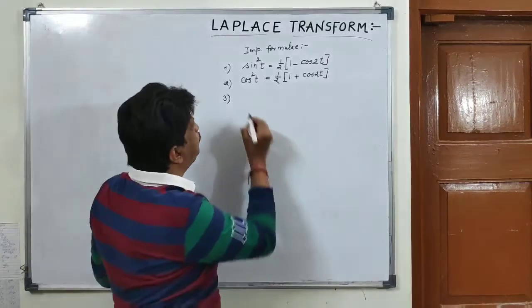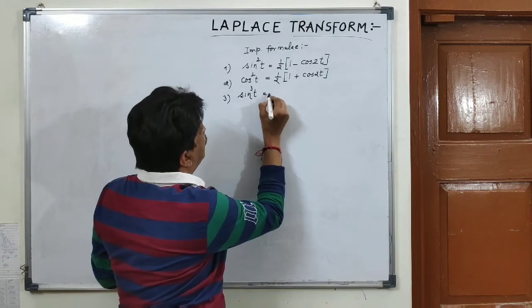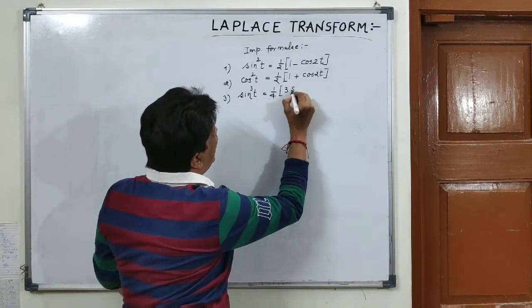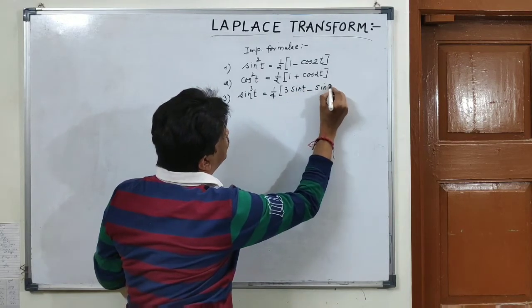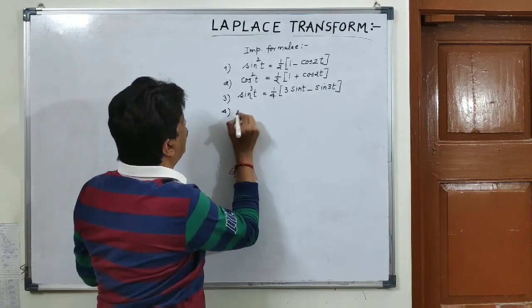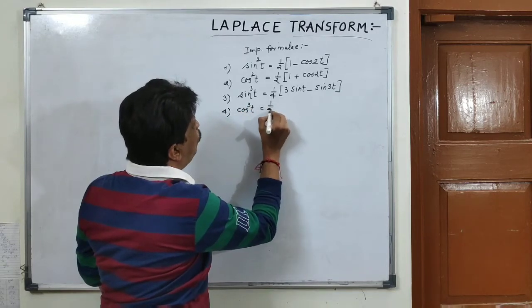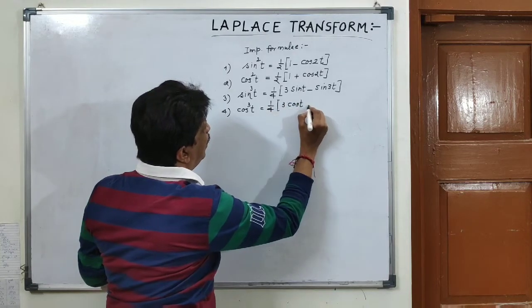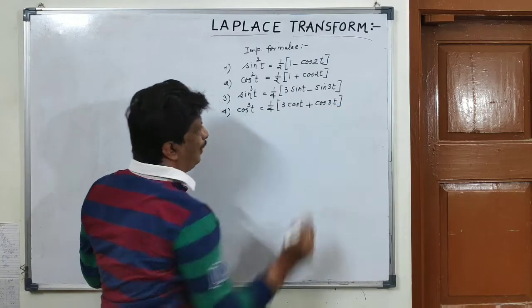Third, sine cube of t is 1 by 4 times 3 sine t minus sine of 3t. Fourth one, cos cube of t is 1 by 4 times 3 cos t plus cos of 3t.